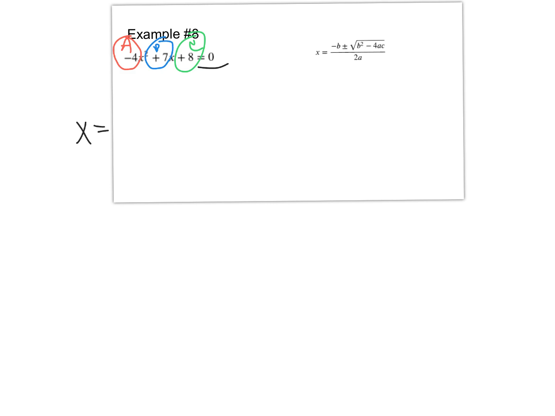X equals negative B. So negative positive 7 is negative 7. Plus or minus radical B squared. 7 squared is 49. Minus 4 times my A value, which is negative 4, times my C value of 8. All divided by 2A, or 2 times negative 4.